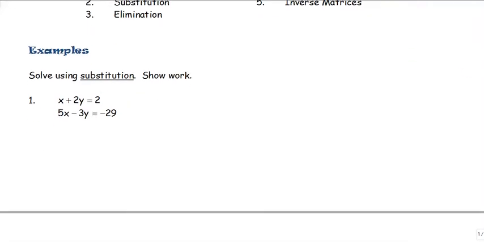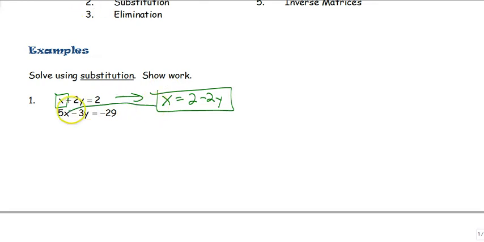Substitution is where you solve for one variable in one of the equations and then plug it into the other. You guys should remember this. I always look for something that is isolated by itself. Notice that this x is by itself. So I'm going to solve this equation for this x. I'm going to say x equals 2 minus 2y, because I'm going to subtract 2y. So I just solved that equation for x. What I can do with that now is plug it into the second equation.